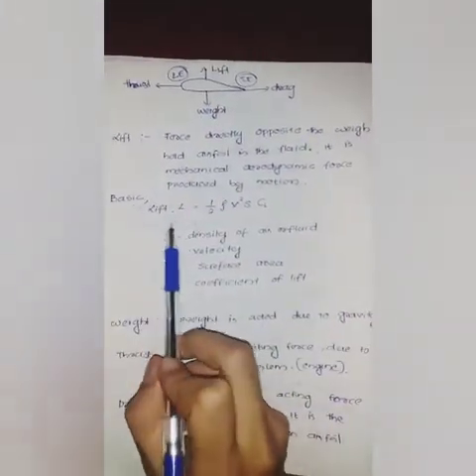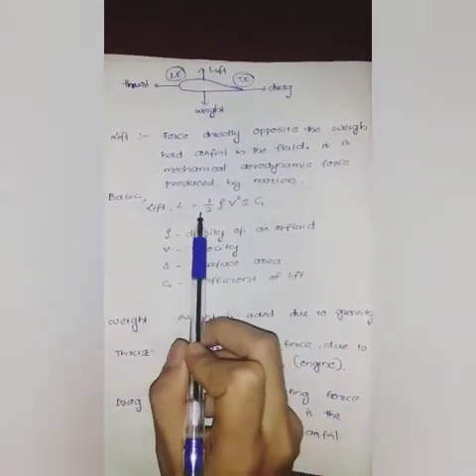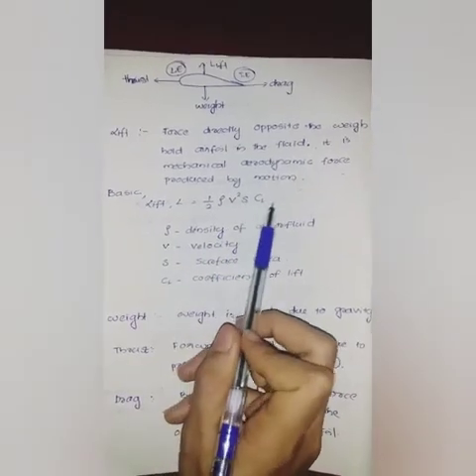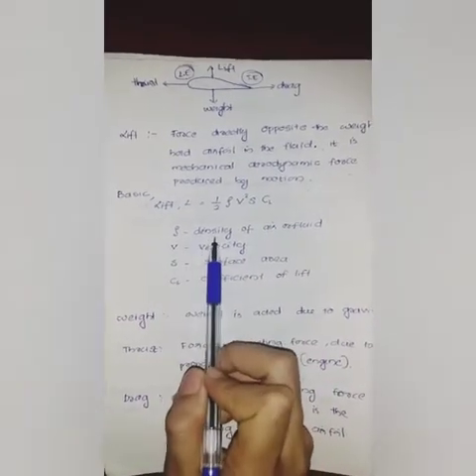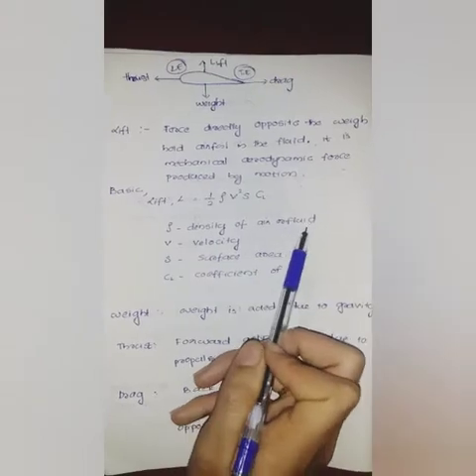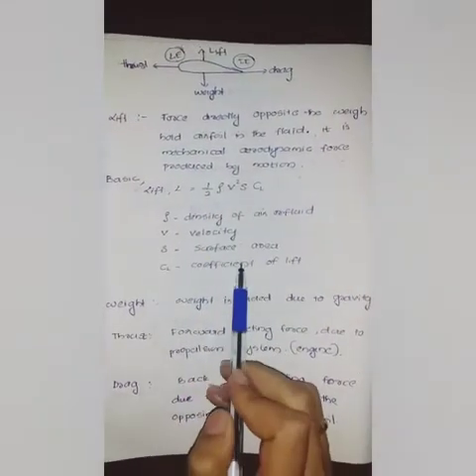The basic lift equation is L = 1/2 ρ v² S C_L, where ρ is the density of air or fluid, v is velocity, S is surface area, and C_L is the coefficient of lift.